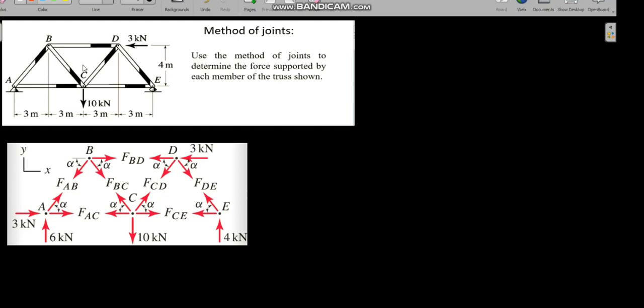What that means is that you should calculate the force in each of these truss members. So these are the truss members. These are the truss members. These are the truss members. So we are going to find the force in each one of them.